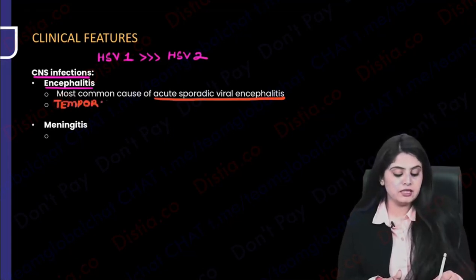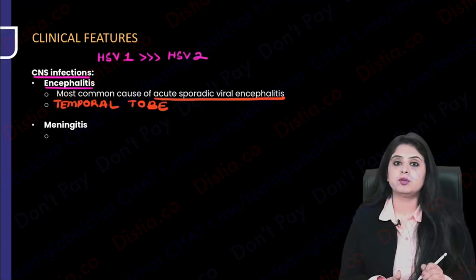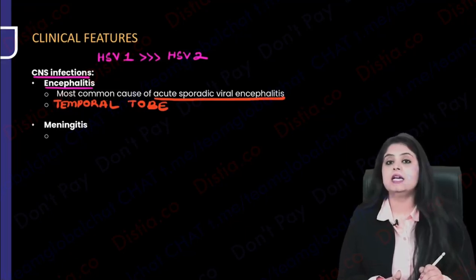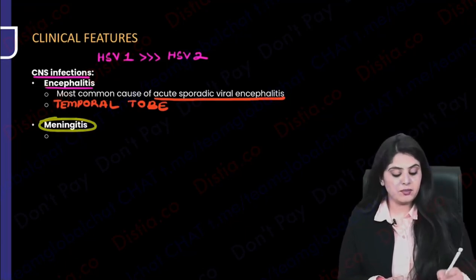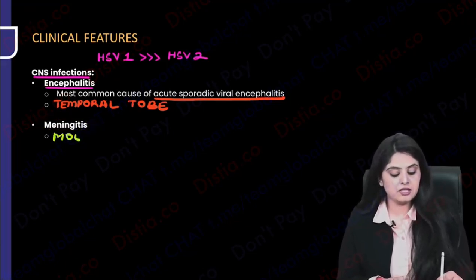It is usually the temporal lobe that is affected. Okay? So the most common cause of acute sporadic viral encephalitis. But listen to me carefully. This was encephalitis, fine. If they ask you about meningitis and they particularly ask you about Mollaret meningitis.